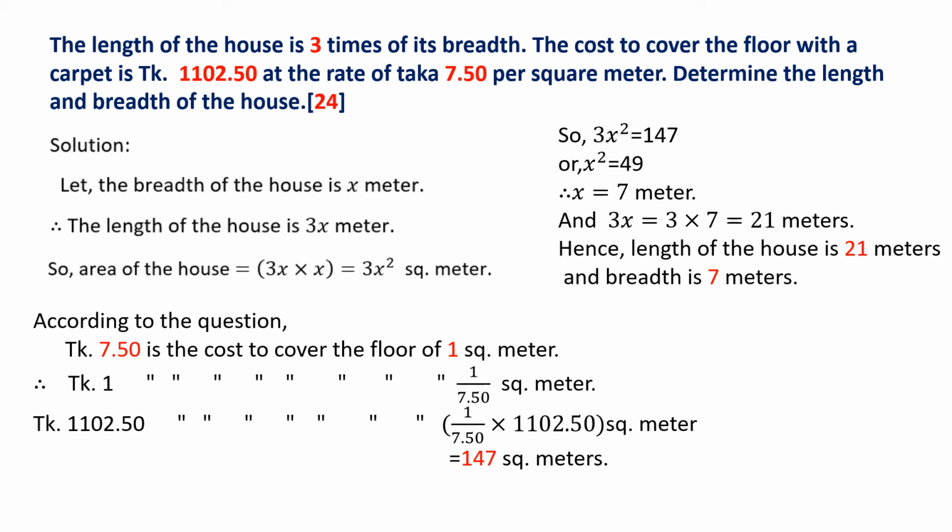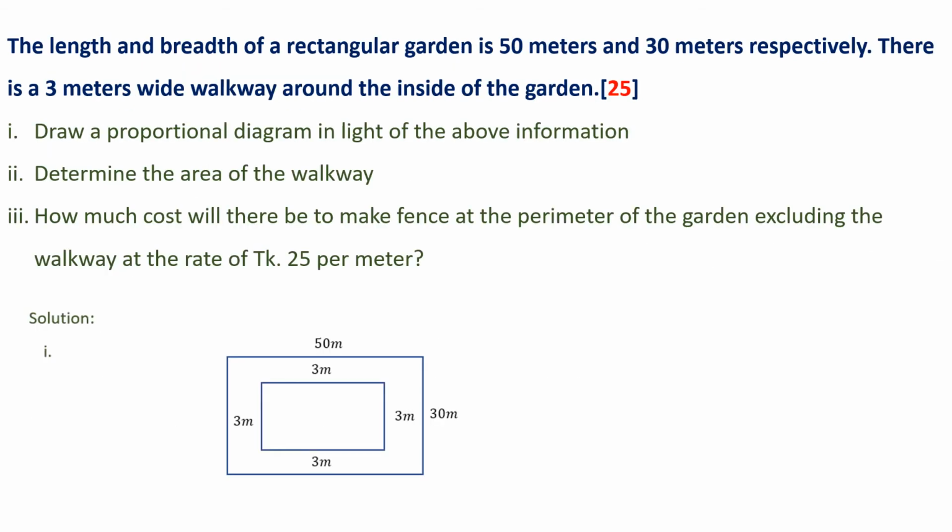Okay, beloved students, let us go for our next slide. This one is actually a CQ question. The length and breadth of a rectangular garden is 50 meters and 30 meters respectively. There is a 3-meter wide walkway around the inside of the garden. This is 25th number creative question. Draw a proportional diagram in the light of the above diagram, and as you can see, I have already done the drawing, and you should do accordingly.